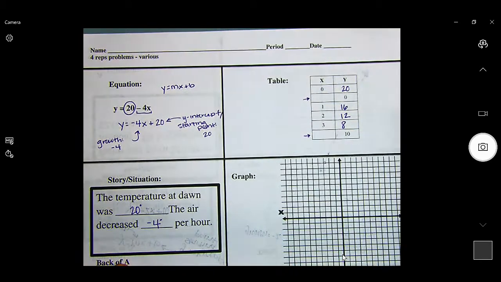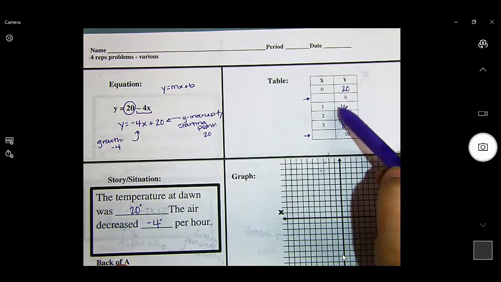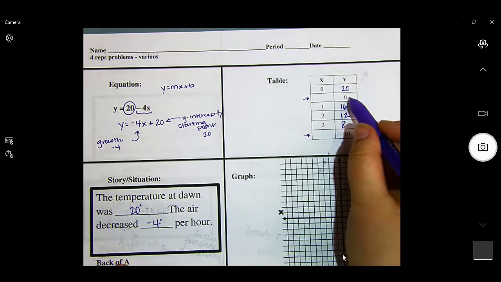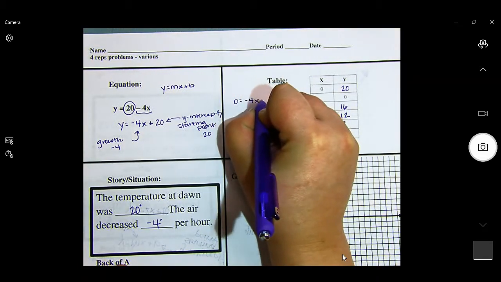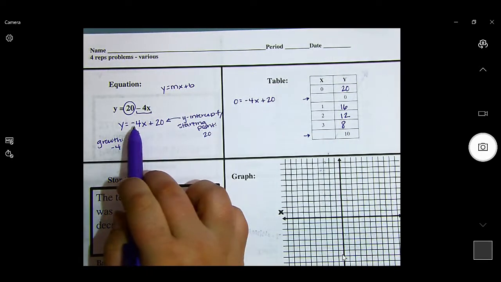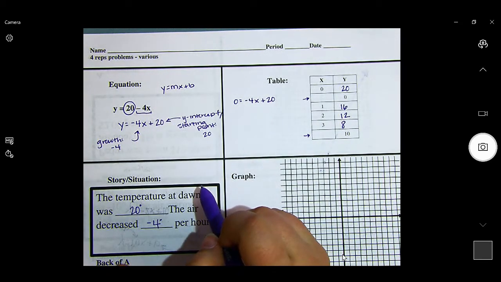So on these two, instead of knowing what x is and finding y, it's the opposite. I know what y is, but I need to find x. So I'm going to use this equation and put those two values in for y to figure out what x is. So when y is 0, I have 0 equals -4x plus 20. I'm using this equation right here. I just substituted my known y value for y. So I have 0 equals -4x plus 20.